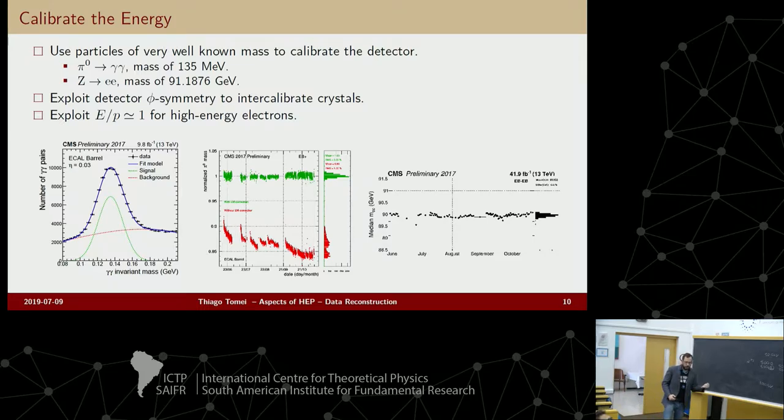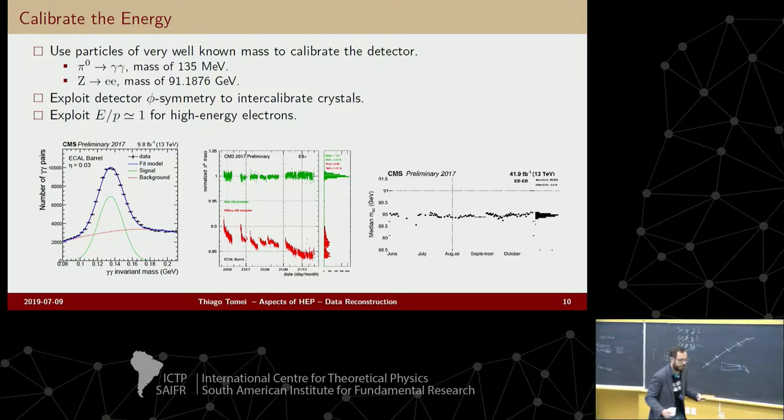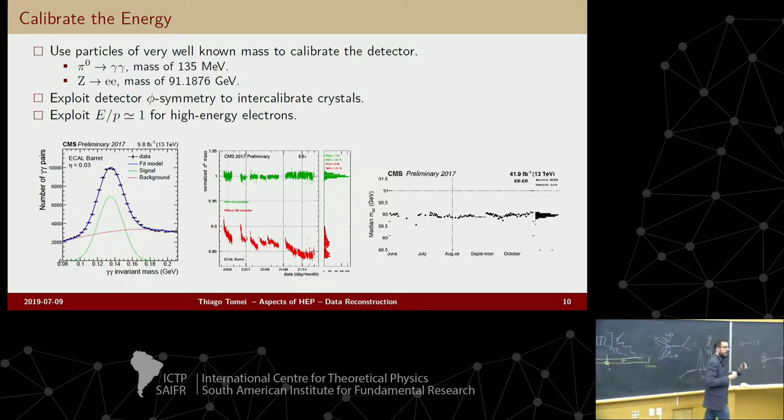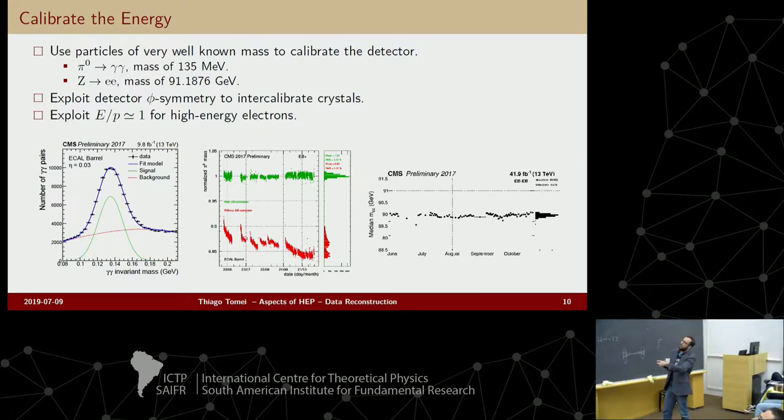And finally, you know that most high energy particles are essentially massless at this energy range. So you use the other detector, the tracker, you measure the momentum, and you exploit E over P approximately equal to 1 for high energy electrons.